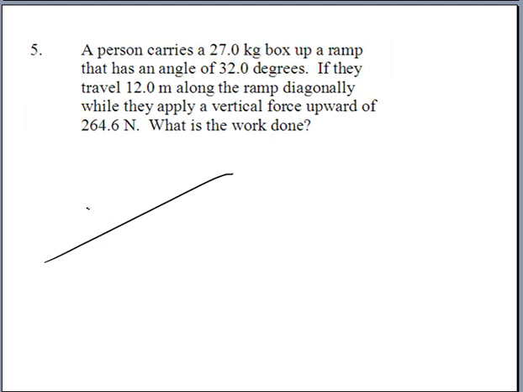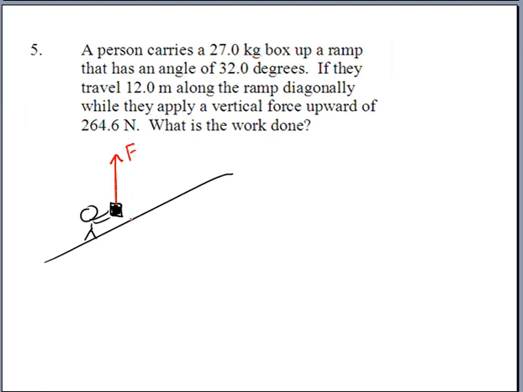Okay, I'm just going to draw this person. So here they are, carrying this wonderful box up the hill. And it says they apply a vertical force of, getting technical here, 264.6 newtons. Actually all that is just a force applied upward to balance the weight. So 264.6, that's just equal to mg. That would be down from gravity, and this person's applying that force up.